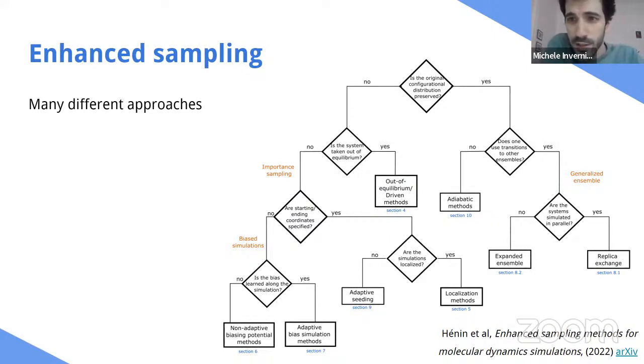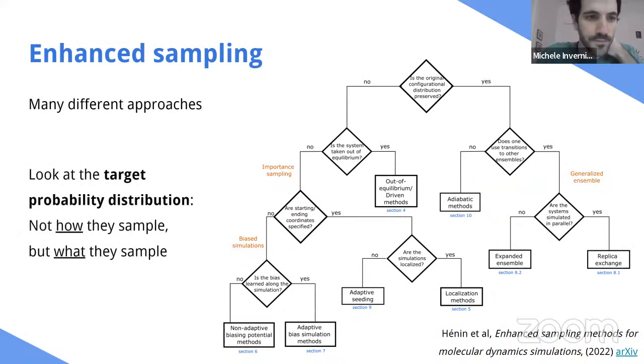I've taken this image from this recent review that I find very nice, that gives you an idea of the complexity of the landscape of enhanced sampling. But here they try to categorize all the sampling methods based on how they work. So you can find adaptive bias potentials or adiabatic methods, replica methods. But I want to propose a different kind of classification that can be complementary to this one.